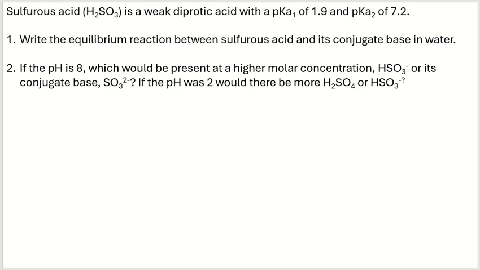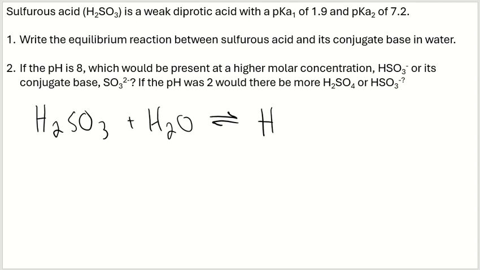And the first thing we want to do is write an equilibrium reaction between sulfurous acid and its conjugate base in water. Sulfurous acid, H2SO3, will react with water to form, in its equilibrium, so we use the double arrow, its conjugate base and hydronium.